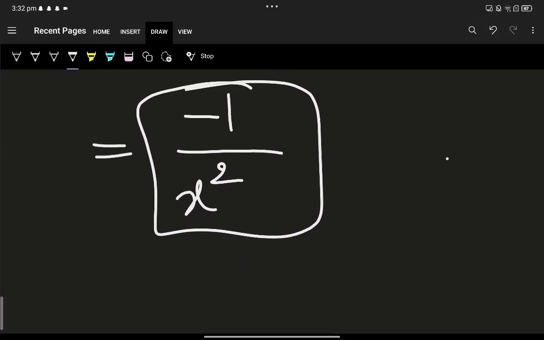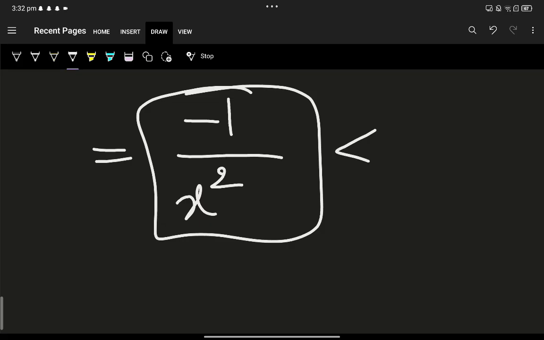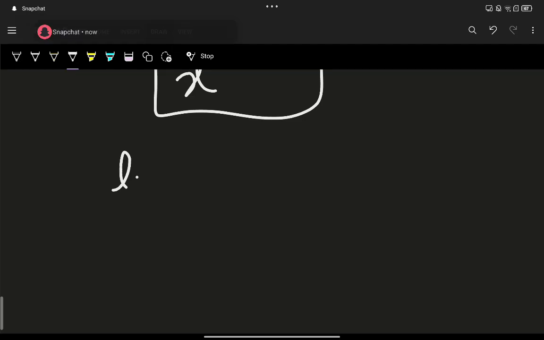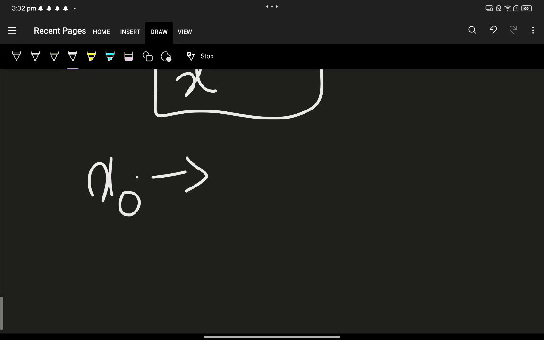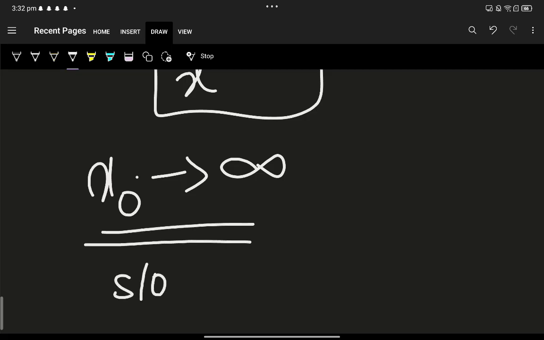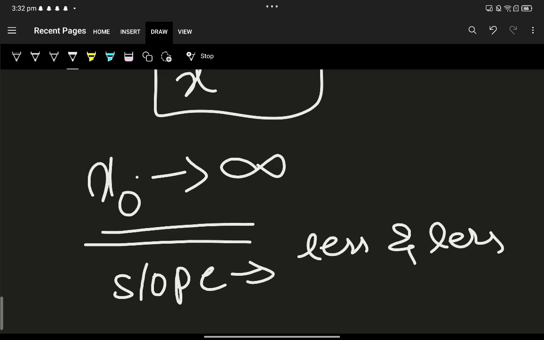And the slope is less than 0, because it's negative. And as x naught approaches infinity, the slope will be less and less steep. So as x naught approaches infinity, the slope will be less and less steep.